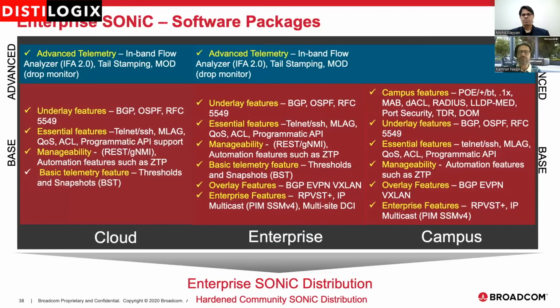There are 3 flavors of SONiC which are available. There is a cloud flavor, which does not have any VXLAN EVPN type solution, right? We call it cloud because you only need underlay. There is an enterprise option, the most popular option, which has all the options for underlay and overlay. And there is this new campus option, which is focused on campus, which has features like PoE, LLDP-MED, and different types of spanning tree protocols. And it still has BGP EVPN VXLAN. It has 802.1X admission control type solutions as well. So these are the 3 flavors or 3 packages available for SONiC.